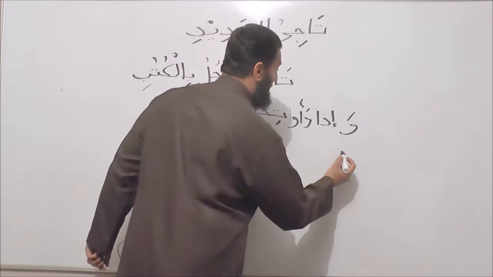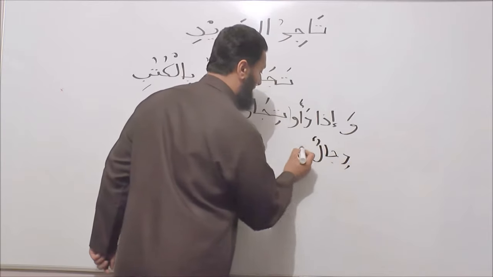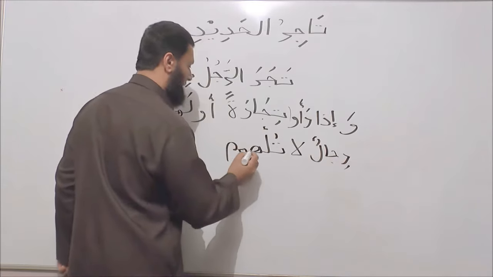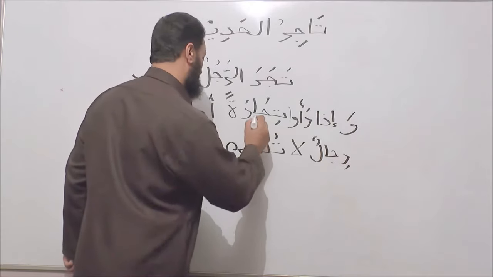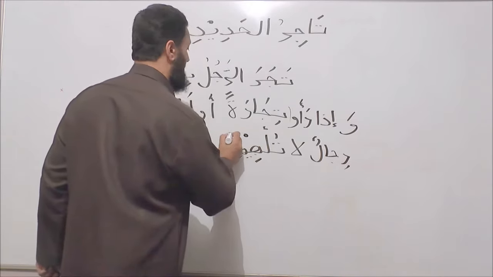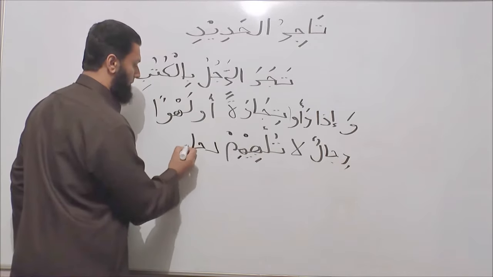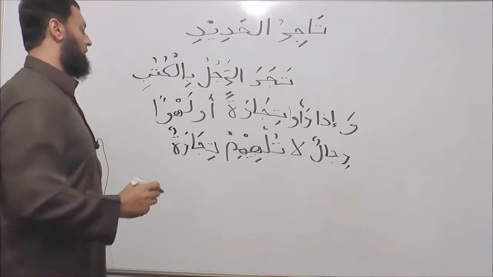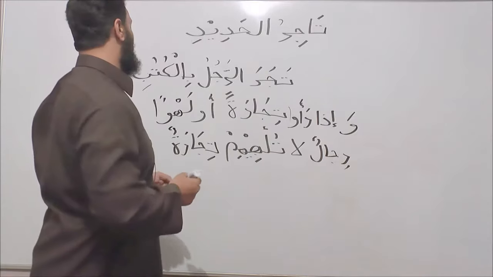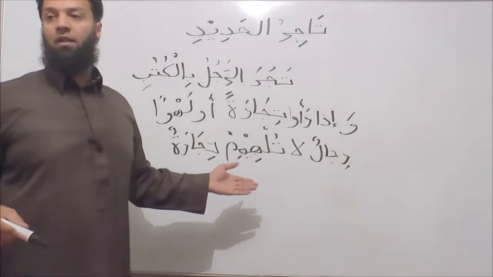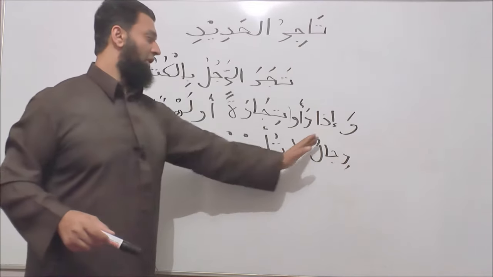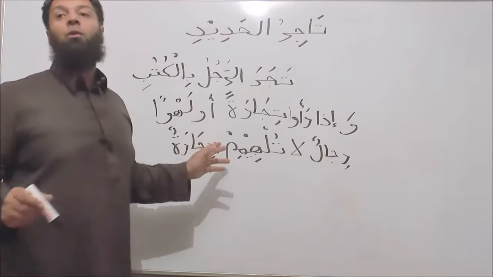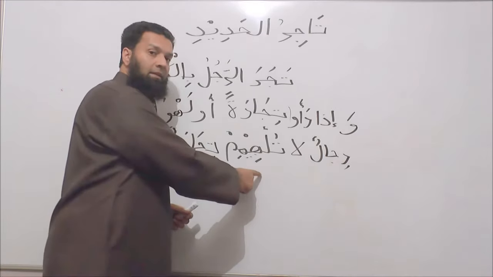Now, the ayah in Surah An-Nur. Rijalun la tul hi him tijaratun aw bay'un. Right, رِجَالٌ لَا تُلْهِيهِمْ تِجَارَةٌ. This ayah in Surah An-Nur, رِجَالٌ relates to the previous ayah. لَا تُلْهِيهِمْ تِجَارَةٌ.